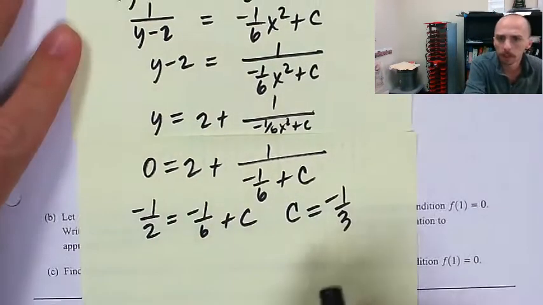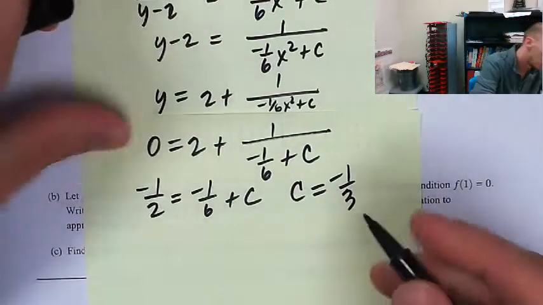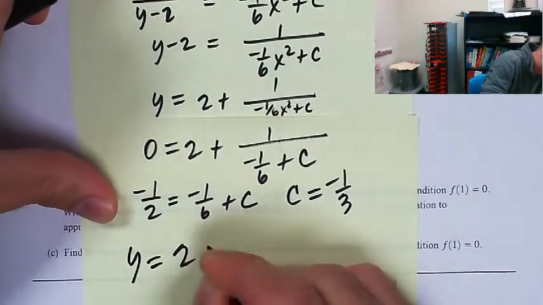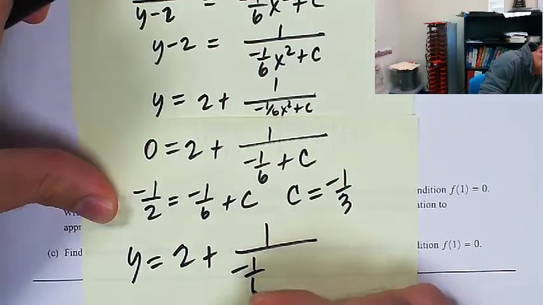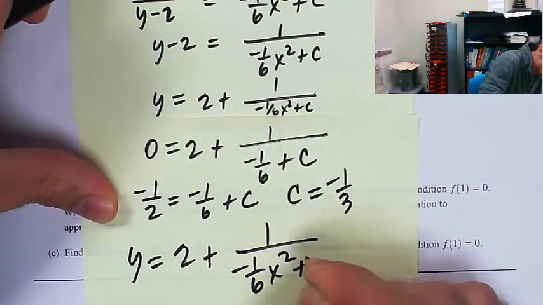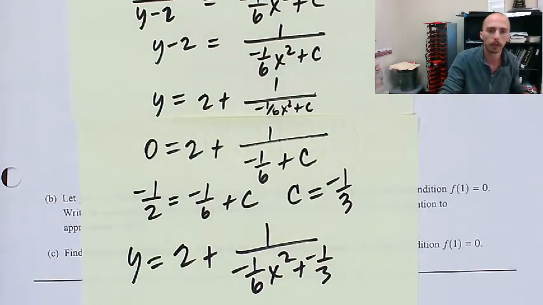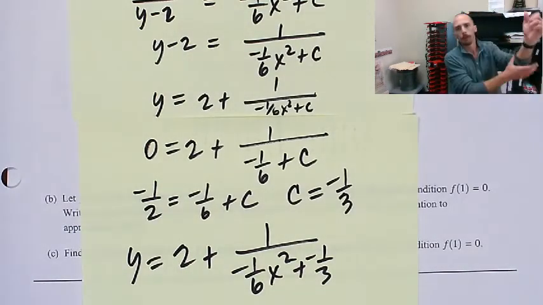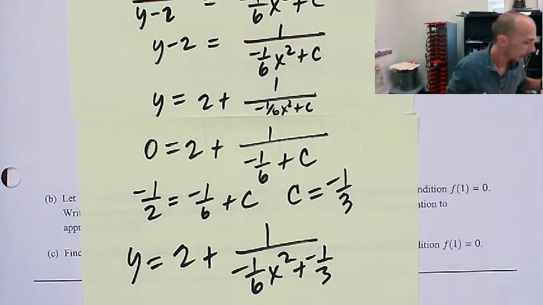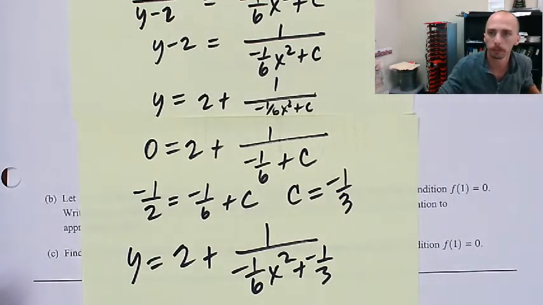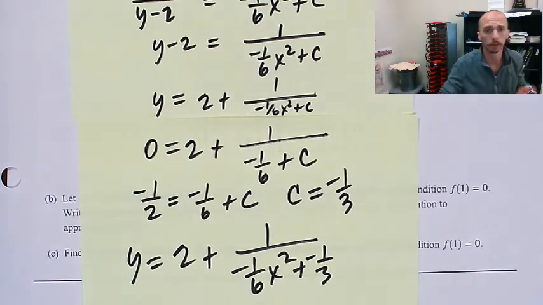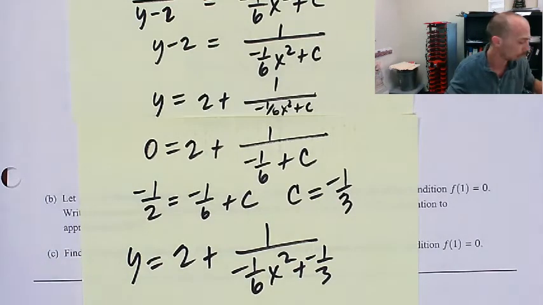All right, so c is negative 1/3 and y equals 2 plus 1 over negative 1/6 x squared plus negative 1/3. Let's look at the scoring guidelines real quick. Rather than printing them out, I'm just going to label where the points came from, and you'll just believe me on it. You can go look it up. Search Google for 2018 Calculus AB free response solutions, look for the scoring guidelines and scroll all the way down to the bottom.